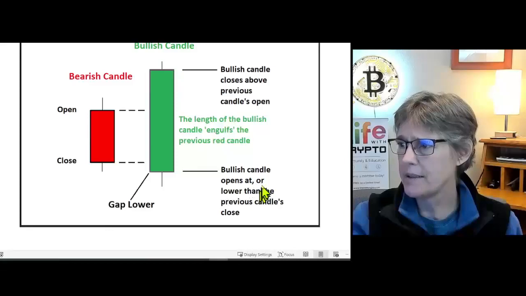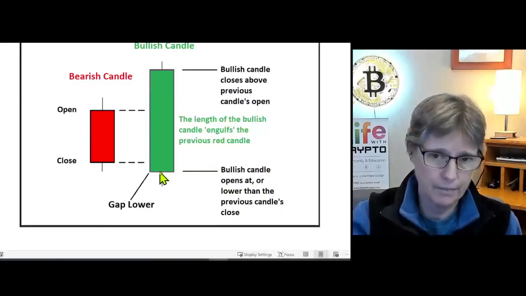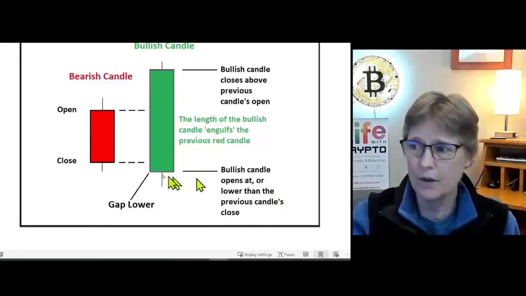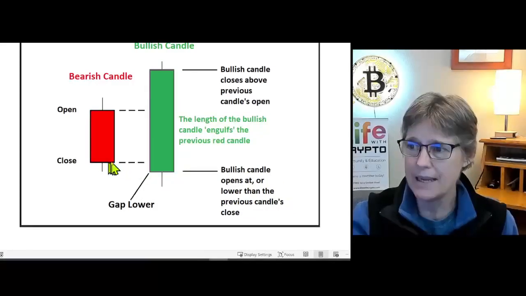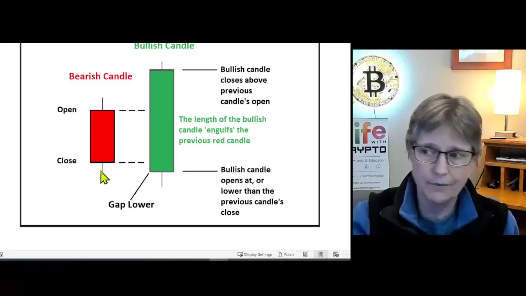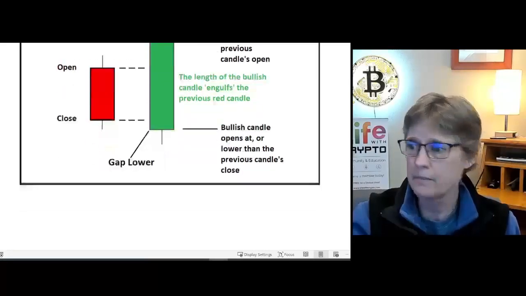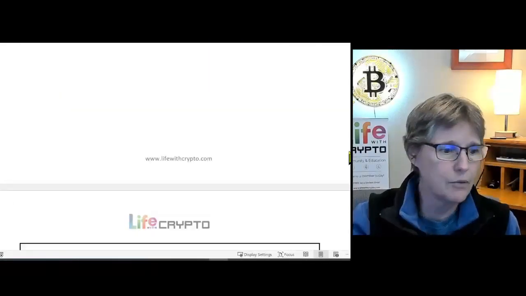Bullish candle opens at or lower than the previous candle's close. So that tells you two trains of thought. It can open at the bottom of the box, or the close, or it can open at the tail. I say if it opens at the tail, it's the stronger engulfing pattern. So let's look and see what it looks like in real life.